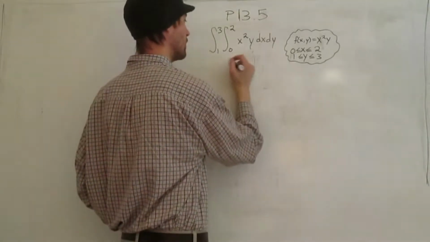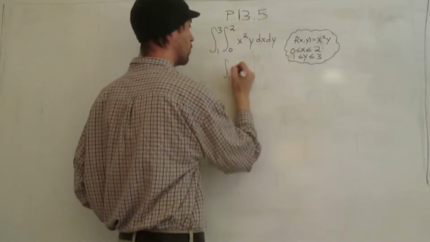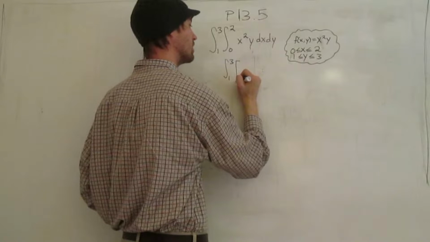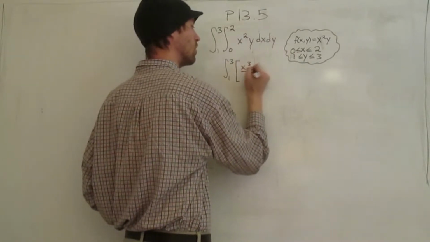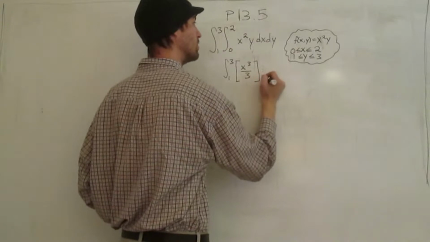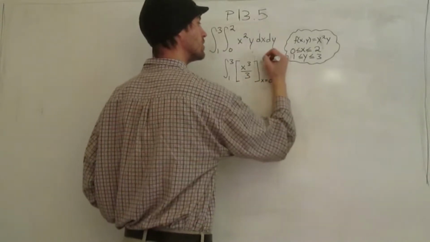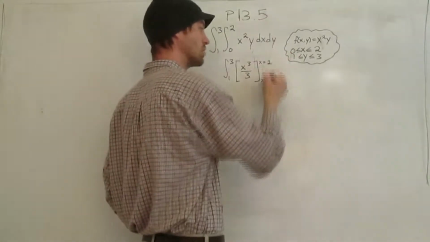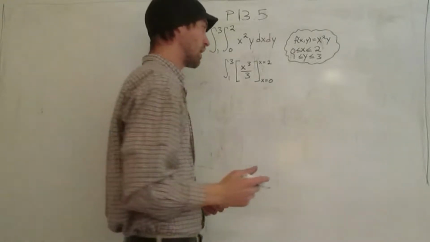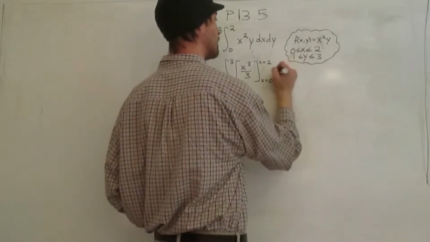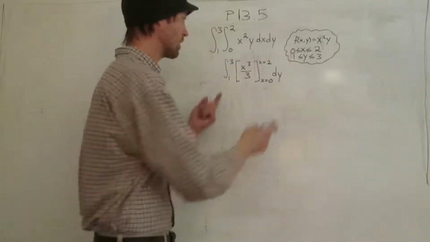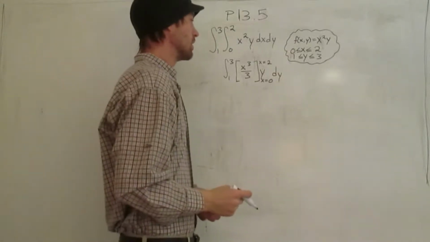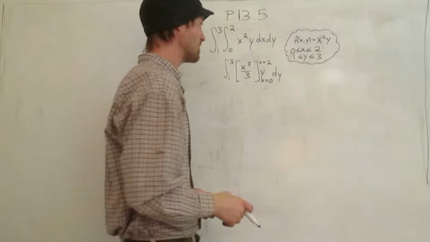So for the first one, we're going to have the integral from 1 to 3. And we're just going to evaluate this inner integral. So we have x cubed over 3 evaluated from x equals 0 to x equals 2. We could just write 0 to 2 there if we wanted, or draw a bar here. There are different ways to write it. And don't forget to bring your dy along for the ride, and don't forget to add your y there. Carry along what needs to be carried along.